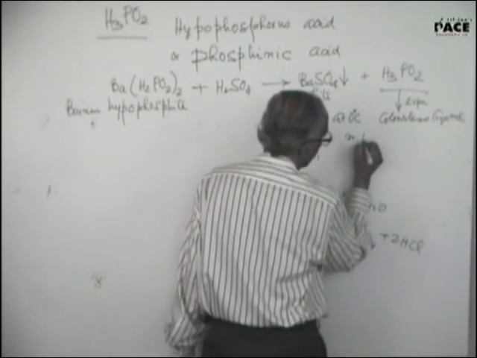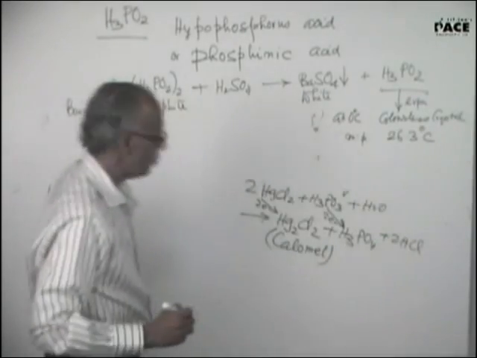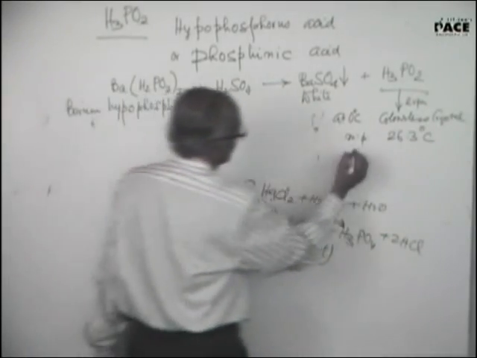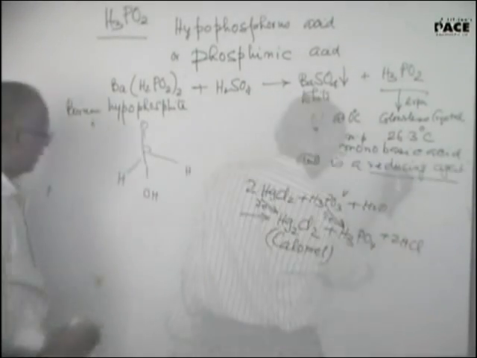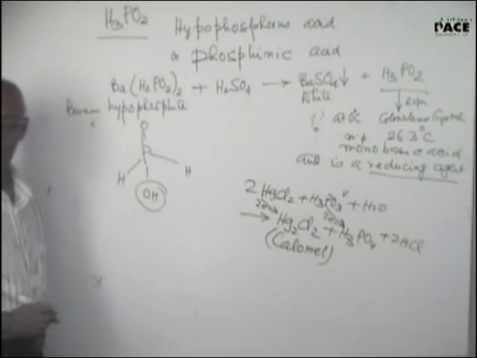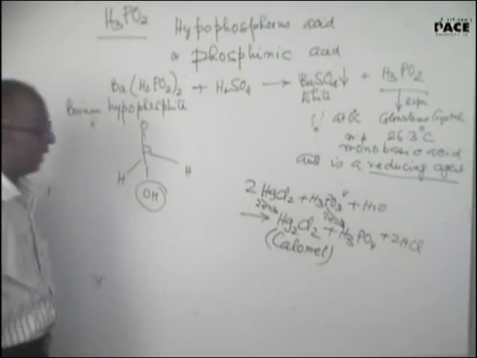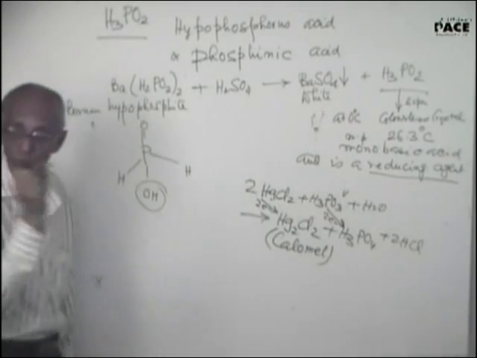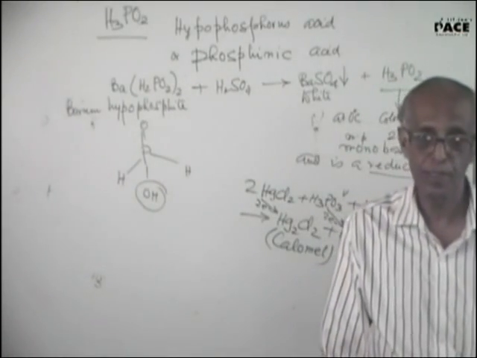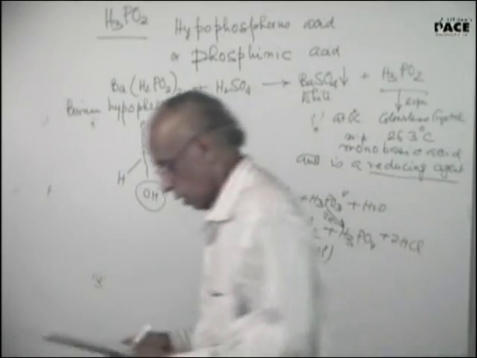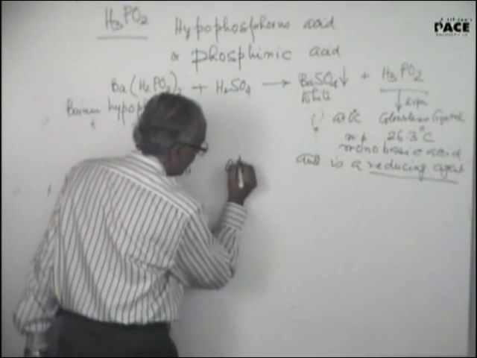It has a melting point of 26.3 degrees Celsius. It is a monobasic acid and is a reducing agent. Since there is only one hydroxy group present, it is monobasic. And since there is a hydrogen attached to phosphorus, that gives the reducing behavior. So hypophosphorus acid reduces copper 2 to copper.